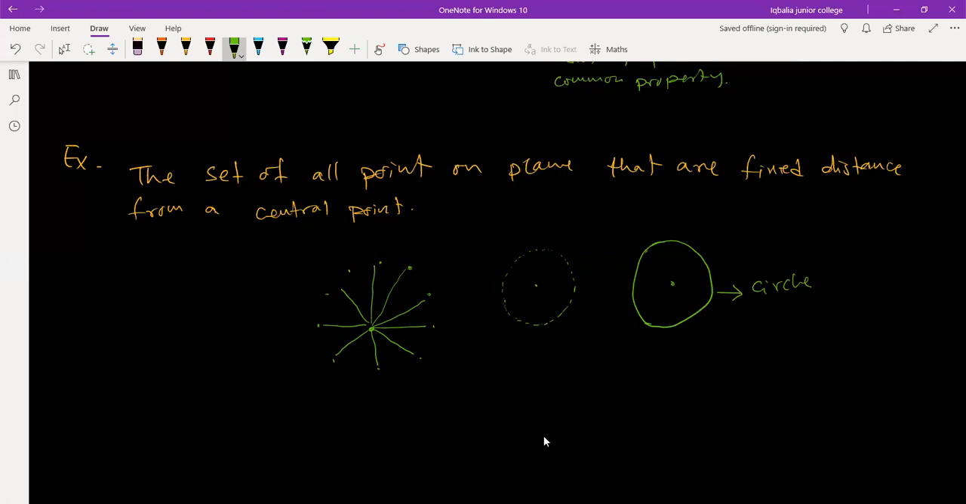Circle is nothing but the set of all points on a plane that are a fixed distance from a central point. Understood, boys?